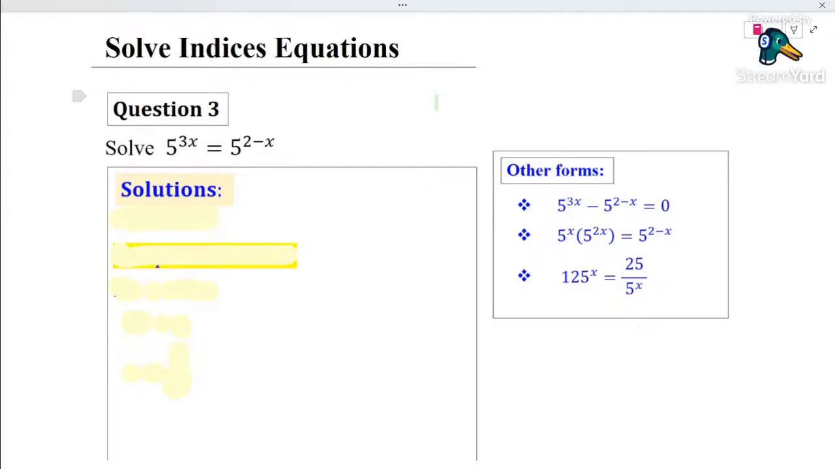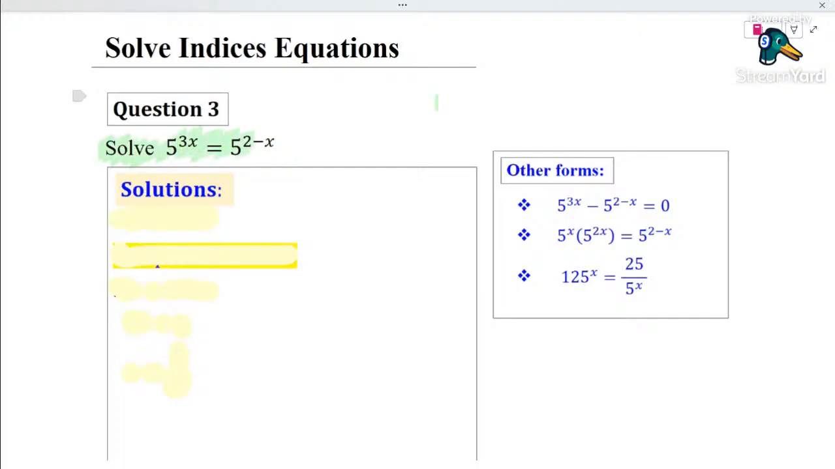One is the basic case, where you can have indices equal to indices or some other terms, and then you solve using the simple way by comparing both sides. The other one is by quadratic. Let's refer to question number 3. They ask us to solve this equation.